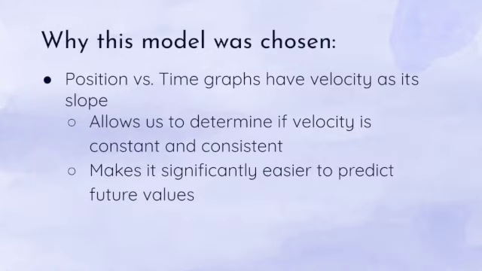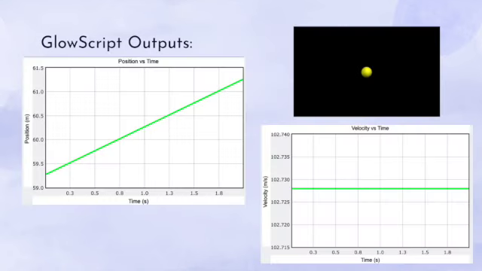I chose this graph as my model because position versus time graphs have velocity as their slope, which allows us to easily determine if velocity is constant and consistent, and it also makes it significantly easier to predict values in the future. The GlowScript model also made a position versus time graph, which allows us to predict the future ball movements easily, which also corresponds very closely to the graph that I made.